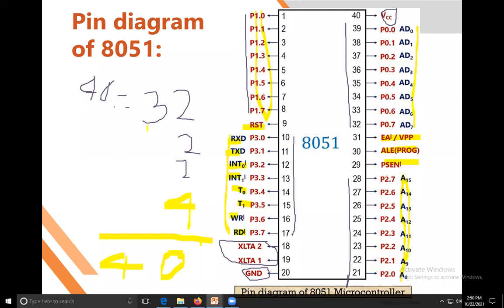Another 2 pins are related to the timers. How many timers are there in 8051? There are 2 timers, timer 0 and timer 1, which give the timing to the 8051. We have to use these 2 pins, T0 and T1.